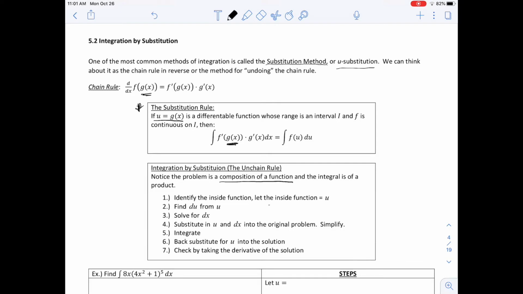First thing that we need to do is identify the inside function. Let the inside function equal u. Next is finding du from u, which involves taking a derivative. Solve for dx. Substitute in u and dx into the original problem and simplify. Then we are going to integrate. Next thing we do is we're going to back substitute for u into the solution. And then the big one here is checking by taking a derivative of the solution. So you can always check your work, which is great for exams and quizzes, by just taking a derivative.